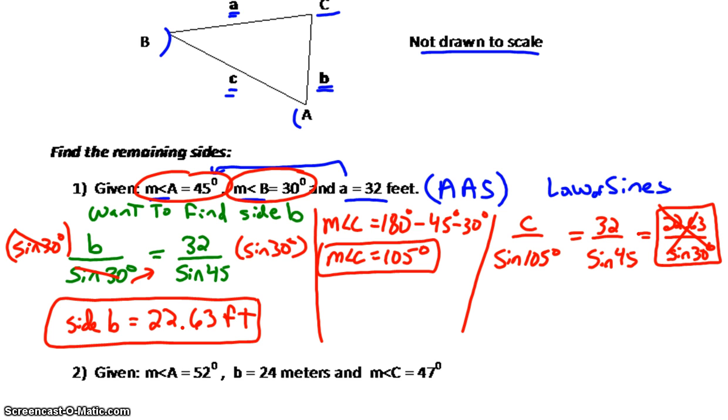Working with this problem then, I will have C equals 32 times sine of 105 degrees, all over sine of 45 degrees. And in working that math, I found out that that would give me a value of 43.71 feet.